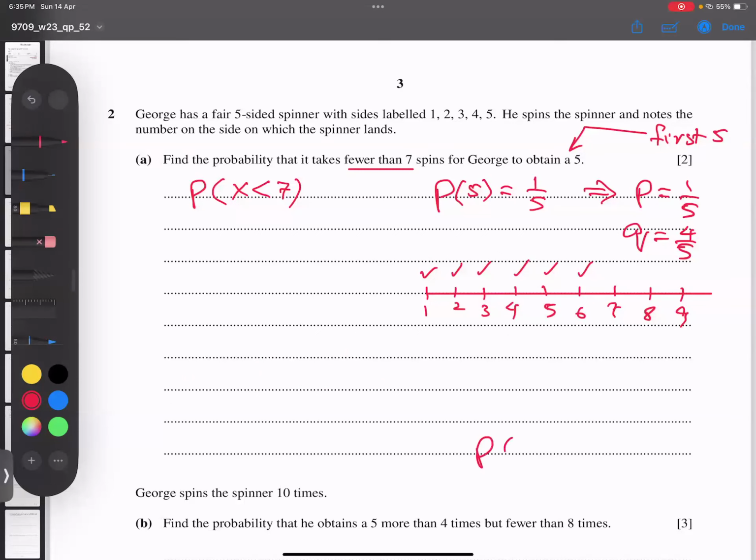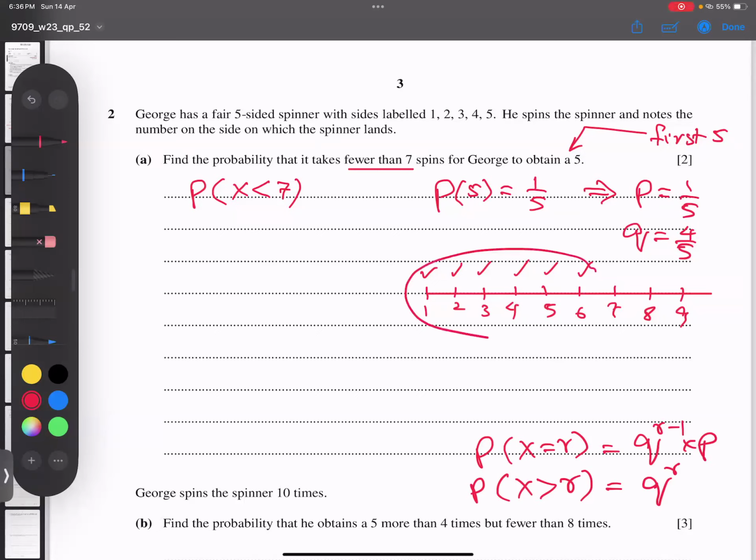Okay, let me write both formulas. So q to the power r minus 1 into p. And the second formula is for bigger than r, simply q to the power r. Simple q to the power r. But the problem is that I need less than 7.